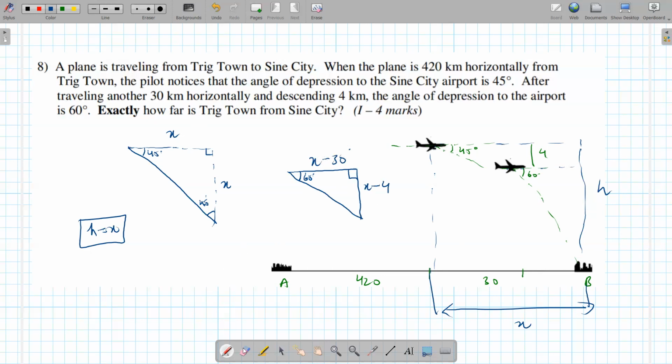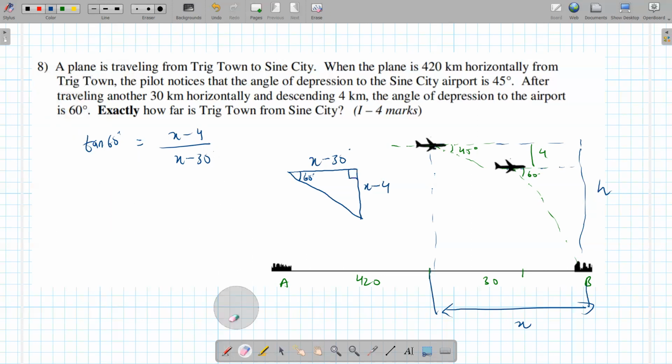And now we just use tan, because we have the opposite and the adjacent. So tan of 60 equals X minus 4 over X minus 30. That's not a degree, that's just the kilometers. What's the value of tan 60? Why did I call it 60? Because they are given to us in degrees. Tan 60 is root 3. So root 3 equals X minus 4 over X minus 30.